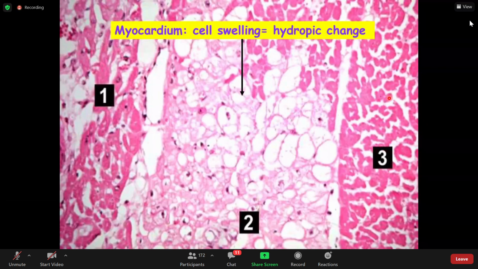Then if you look at the nuclei here, you will see that probably you see one nucleus right here, but the rest of the nuclei are completely gone, which is another solid sign of death. All right, so normal, area 1, reversible change in area 2, irreversible change and cell death in area 3.